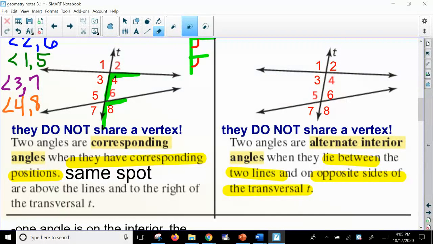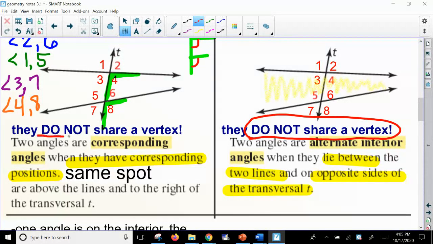Oh, I didn't want that color. They have to be somewhere on the interior, right? But they're on opposite sides. I also added that they do not share a vertex. This is important. I said the same thing about corresponding angles. Do not share a vertex. So you're going to pick two angles on the interior, but on opposite sides of the transversal, and they don't have the same vertex. Hopefully you are coming up with angle 3 and angle 6.